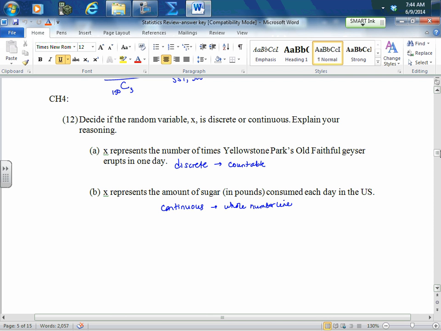So X represents the number of times Yellowstone Park's Old Faithful geyser has erupted in one day. Could it erupt a partial time? No, so then it's discrete. It's countable. X represents the amount of sugar in pounds consumed each day. Can I consume a half a pound? Then it's continuous. That's a good measure to ask yourself. Can I have a half of one?